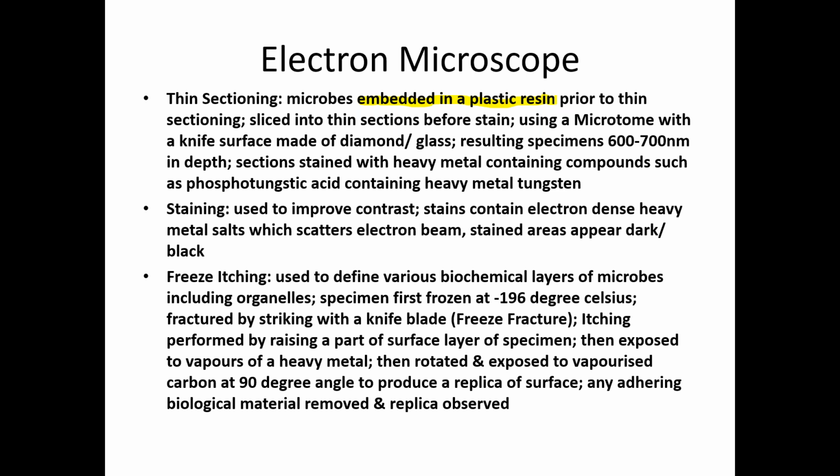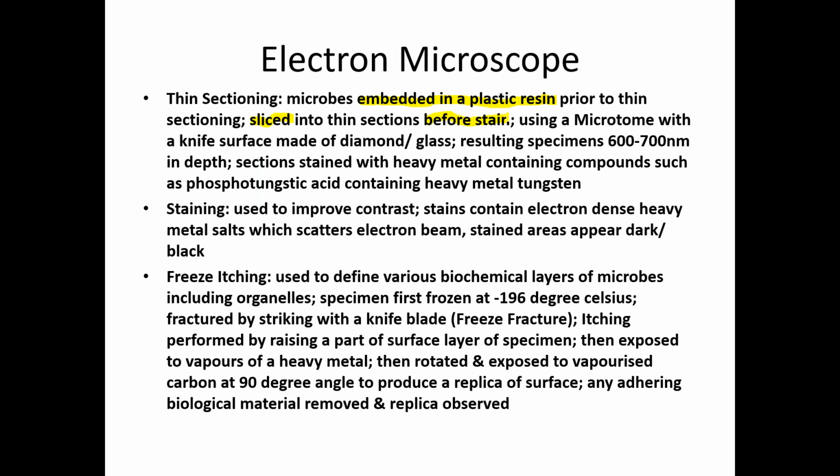So from the time itself, thin sectioning means we are going to convert the microbial structures into very thin sections, very thin portions. So before going for thin sectioning, we will embed the microbial cells. Embed means covering. We will completely cover the microbial cell structures with a plastic resin. You will be providing a plastic resin coating over the cell surface. Clear? After that, we are going for slicing. Sliced into thin sections before staining.